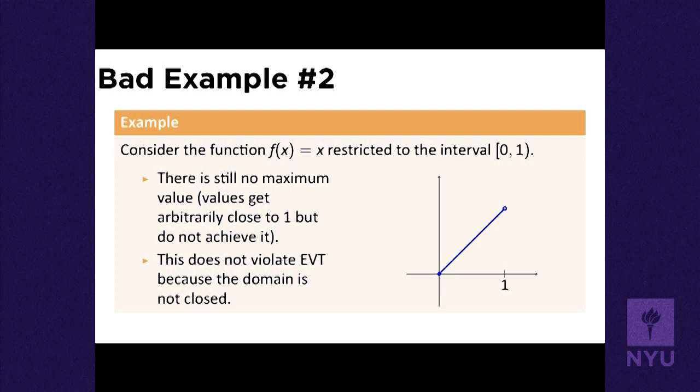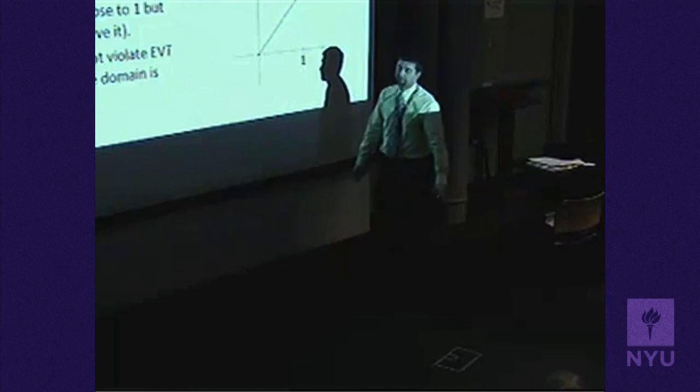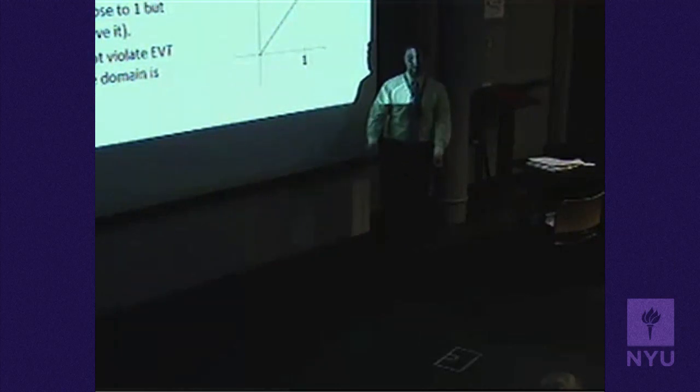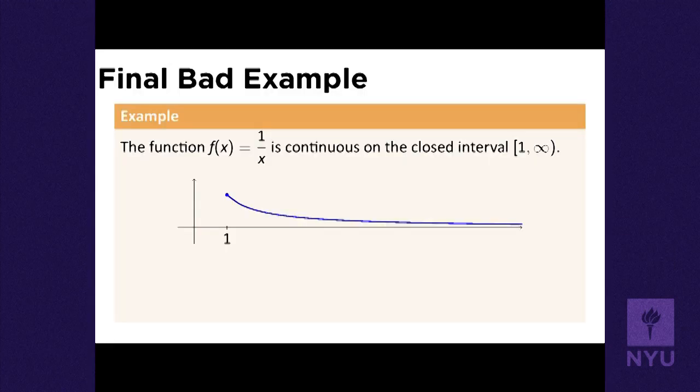If we were to close up the domain of that function, that is, if we were to include the endpoint 1, then we would fill in this point here. It would suddenly become a value of the function, and that would be the maximum value of the function. Okay? So deleting this endpoint violates the extreme value theorem. So this is why we need a closed interval in order to assume the things that come from the extreme value theorem.